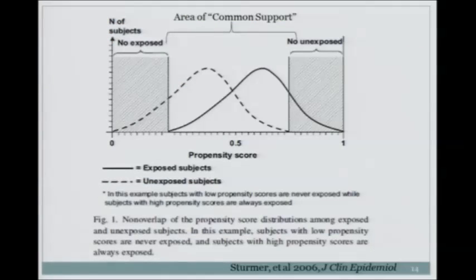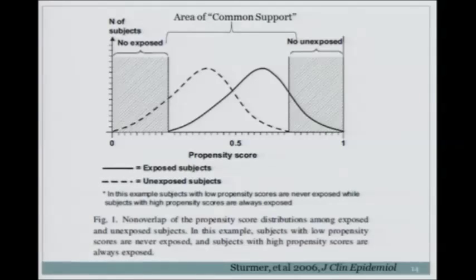And here's from the literature. This is just another way of showing it, with a theoretical example here. But when I talked about common support before, this is what I'm talking about. This is the area of common support here, where, if these are the exposed subjects, these are the unexposed subjects. So here's your program participants.